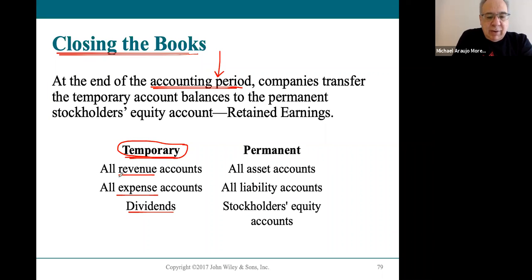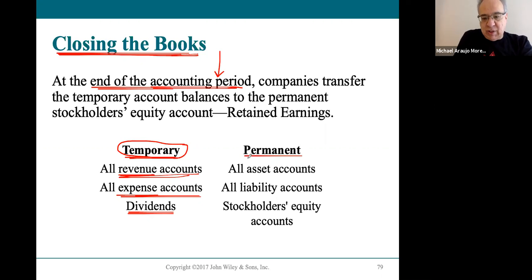These accounts are called temporary accounts because we have to bring their balance to zero at the very end of the year. When we say we are closing the books, we're basically saying at the beginning of the next period, our revenue account must start at zero. All of our expense accounts must start at zero. And our dividends account must also start at zero at the beginning of every new accounting period. So at the end of the old accounting period, we need to zero out these accounts. That's basically what closing the books is.